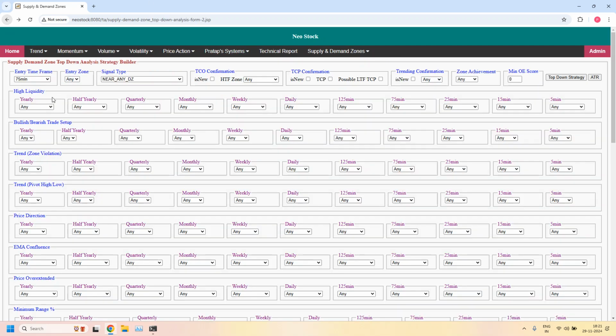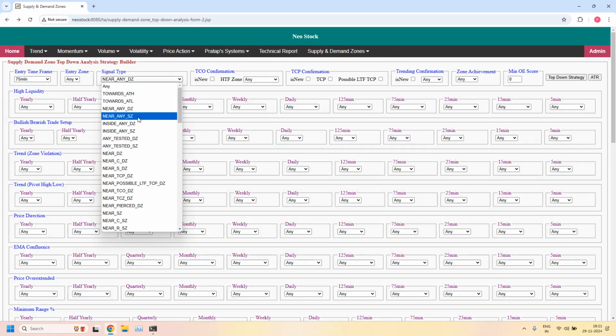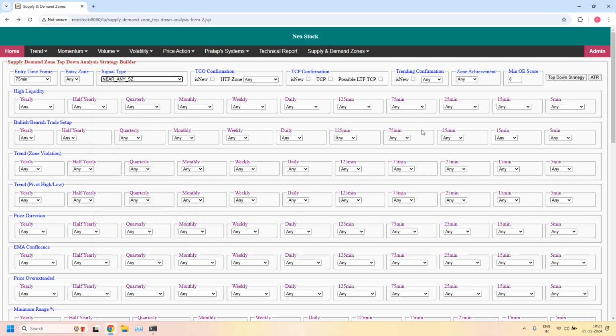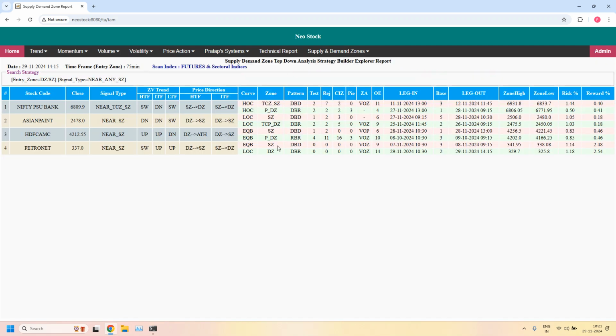Okay, next for 75 minutes time frame, stocks near 75 minutes supply zone. Let's filter. We got 4 stocks. Are there any high liquidity supply zones? Let's find. No, we don't have any high liquidity 75-minute supply zones from this list. We don't have any stocks.